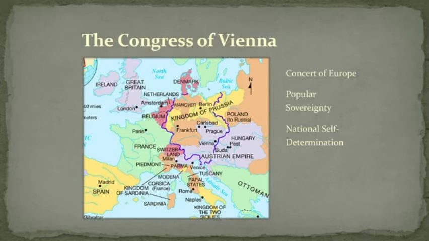And for many of these nations, they were hoping that maybe the delegates at the Congress of Vienna would allow them some sort of right to national self-determination. That means that they would be recognized as independent countries, independent nations. All right.